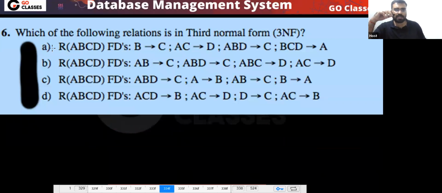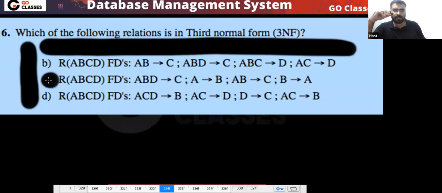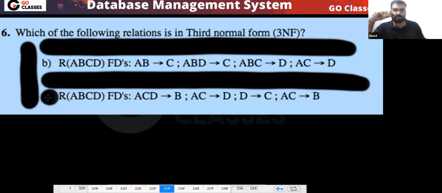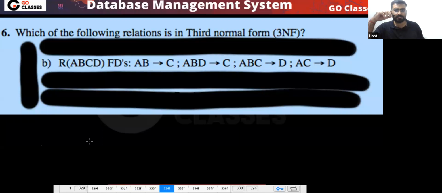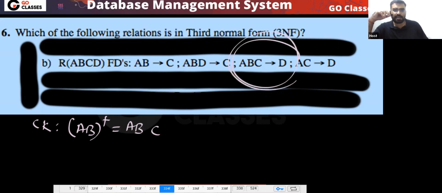Now let's see option number B. What about option B? What is the candidate key? Just check it out. The candidate key will be, I think, AB. AB can determine AB, AB can determine C, and ABC can determine D. So this is your candidate key.